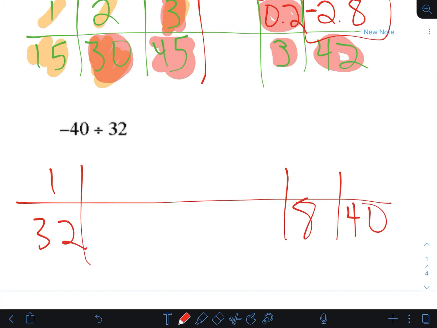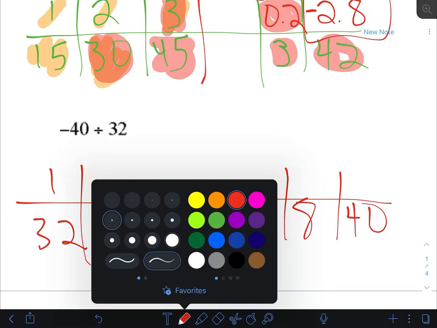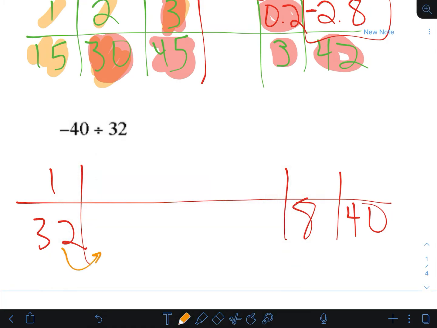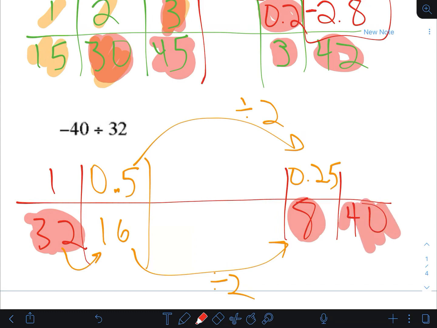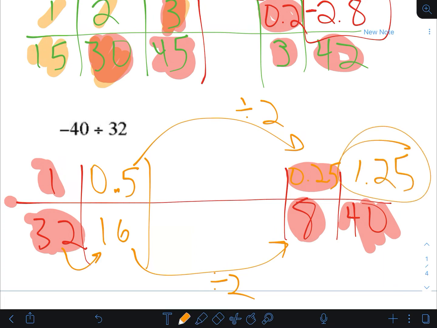I wonder if we can get to 8. Let's try. Let's try cutting in half. That's another strategy we can do. Half of 32 is 16, and half of 1 is 0.5. Oh, 16 can get you to 8. If you divide that by 2 again, and divide 0.5 by 2, you get 0.25. So, 32 plus 8 is 40. 1 plus 0.25 gives you 1.25. And it's a negative. There we go, good job.